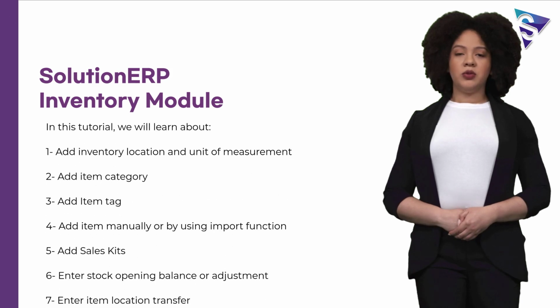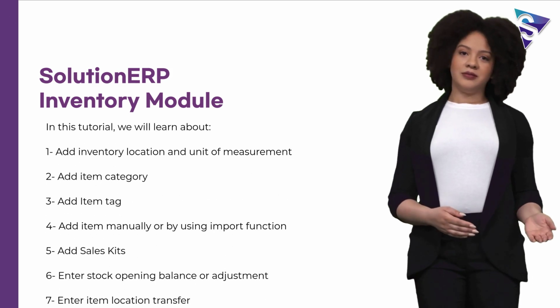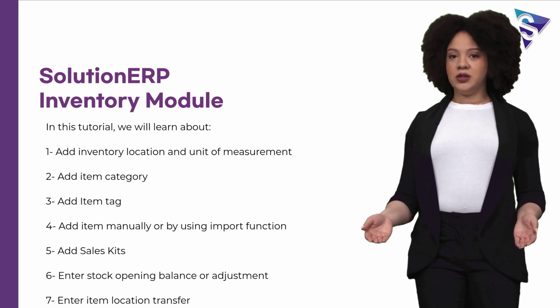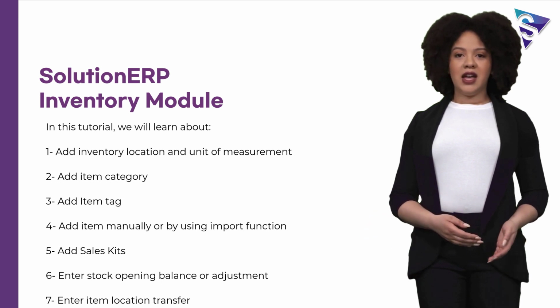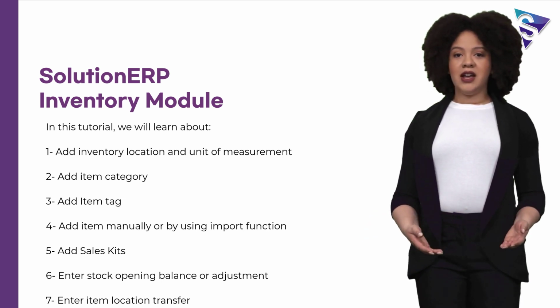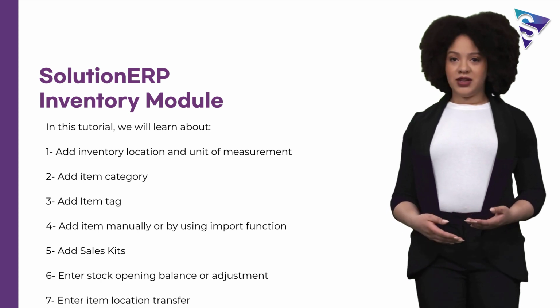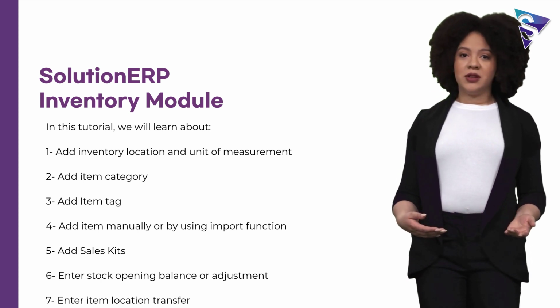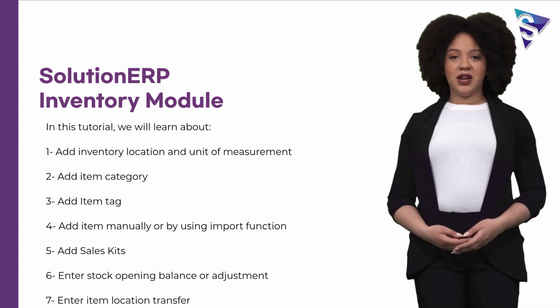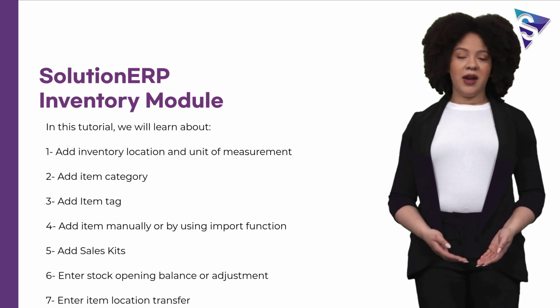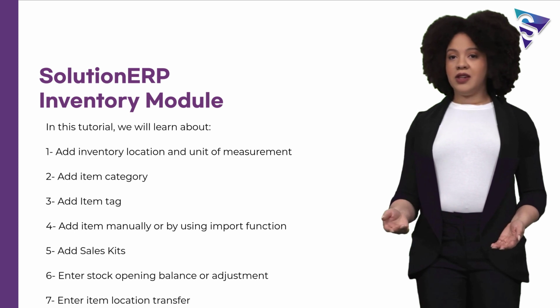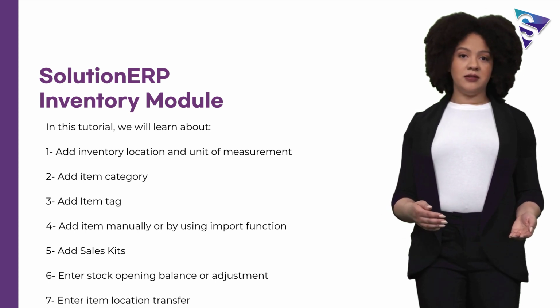In this tutorial, we will learn about the following: creating inventory location and unit of measurement, adding item category, adding item tag, adding item manually or by using the import function, how to use and configure sales kits according to your industry, entering stock opening balance or adjustment, and entering item location transfer.